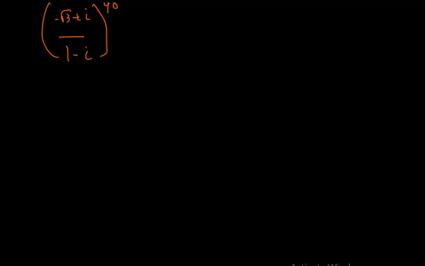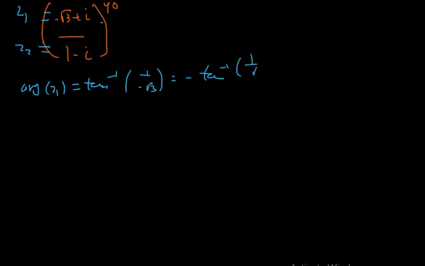Okay, so the first step is to change both the numerator and denominator to polar form. Let's do the first one, and find the argument. Let this one be z1, and this one z2. So the argument of z1 is tan inverse of 1 over negative root 3. This is the same as negative tan inverse of 1 over root 3, so that is minus pi over 6.